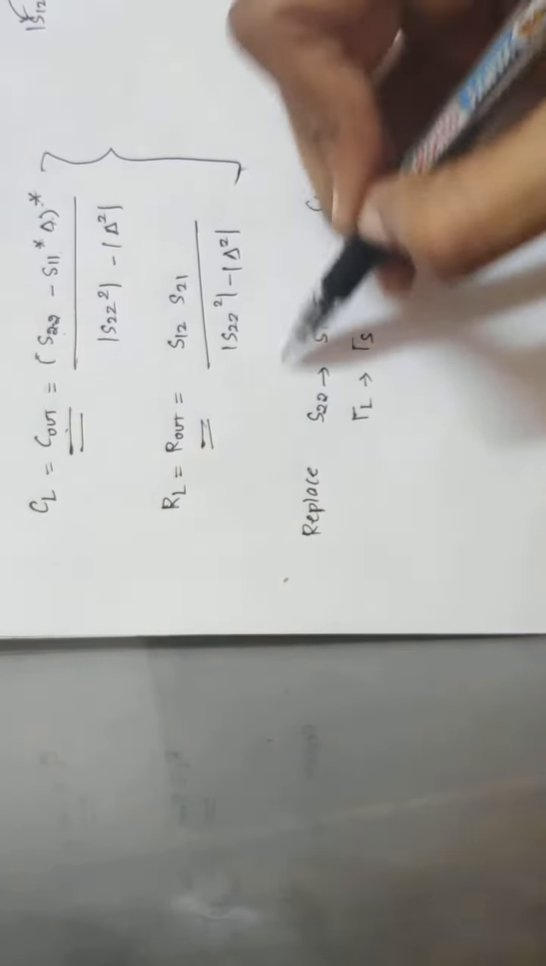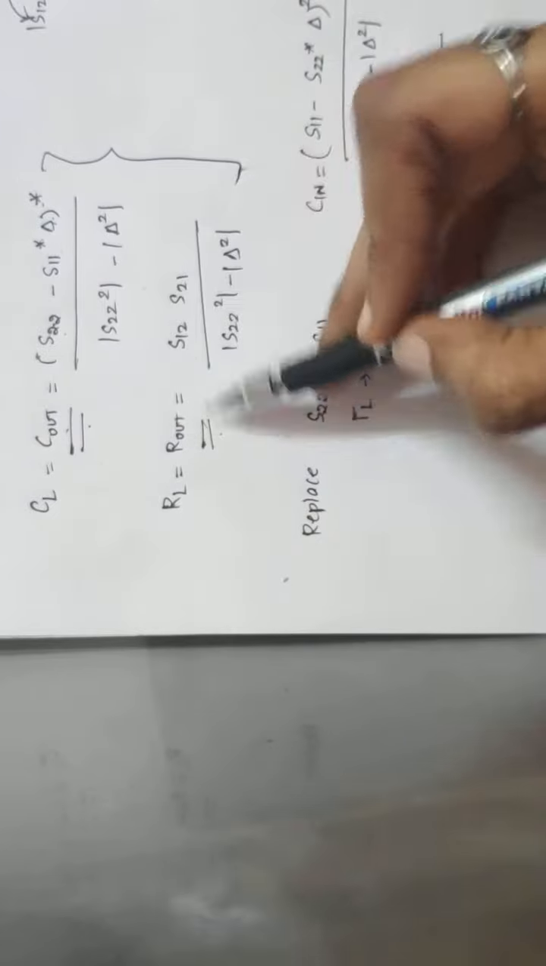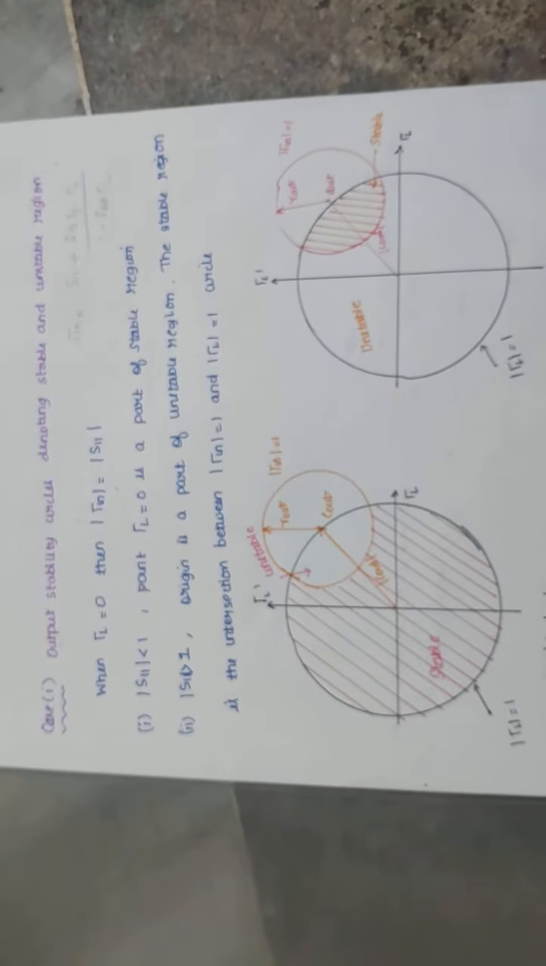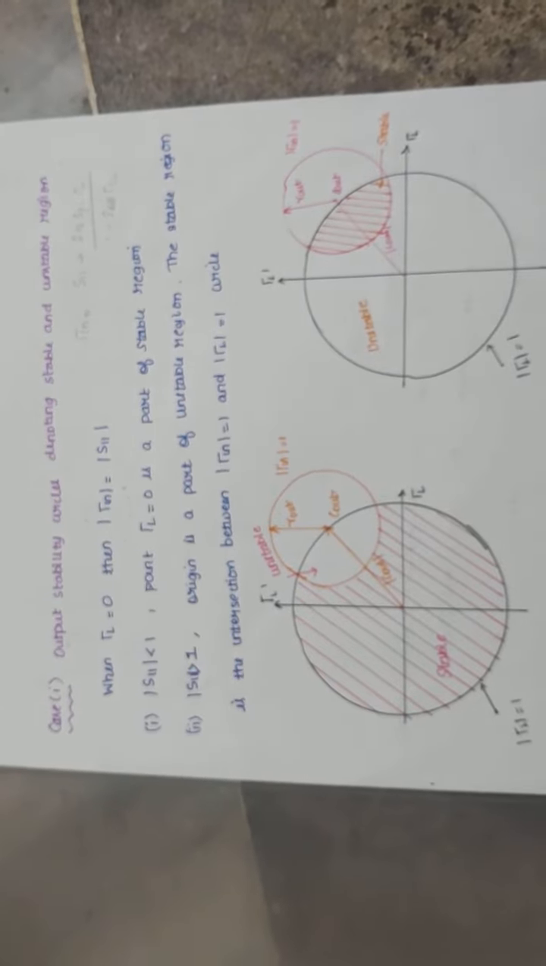So these two are the formulas for the center and radius of the output stability circle, and these two are the center and radius of your input stability circle. So using these formulas, we'll plot the circles on a Smith chart and predict the stable and unstable regions. Now case 1 is to draw the output stability circles.